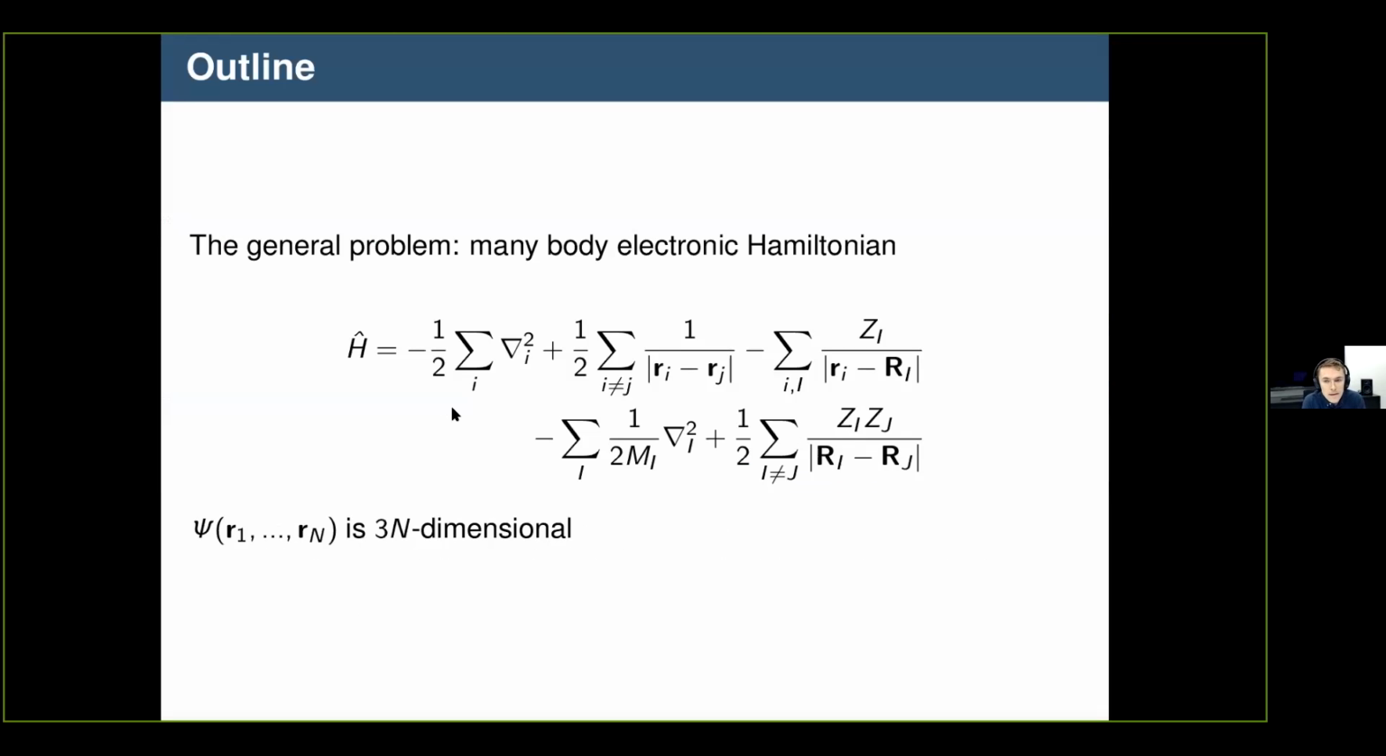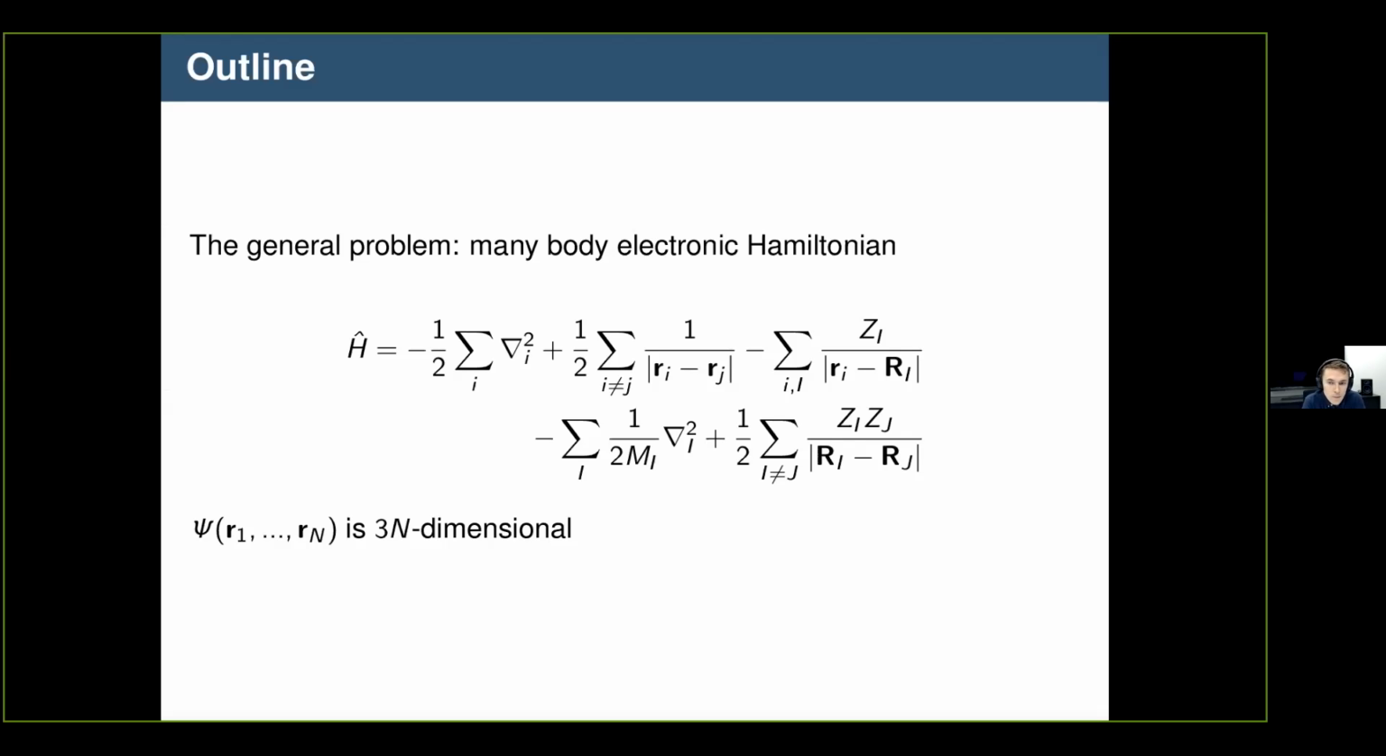The general problem that we're all trying to solve really is this many-body electronic Hamiltonian, where you've got some sort of system of electrons and nuclei, with the electrons being the lowercase indices and nuclei being uppercase. Obviously this gives rise to life as we know it, but also a whole range of different and interesting physics.